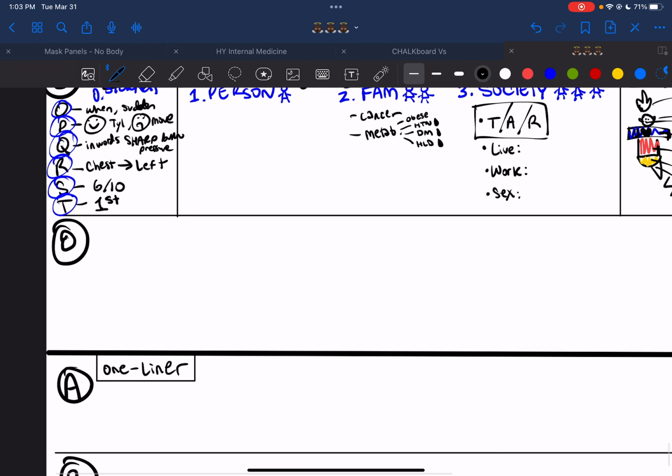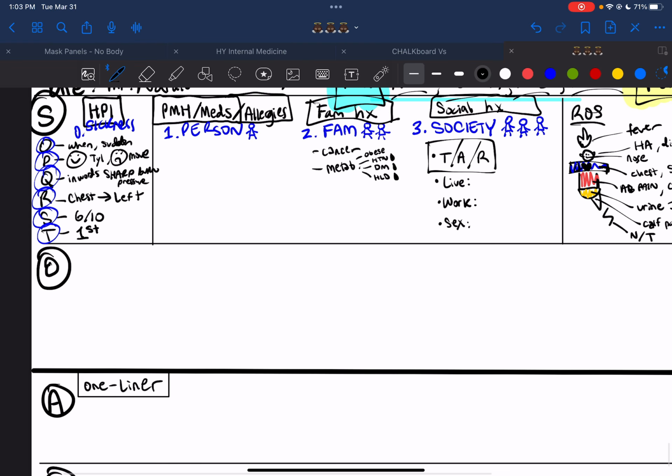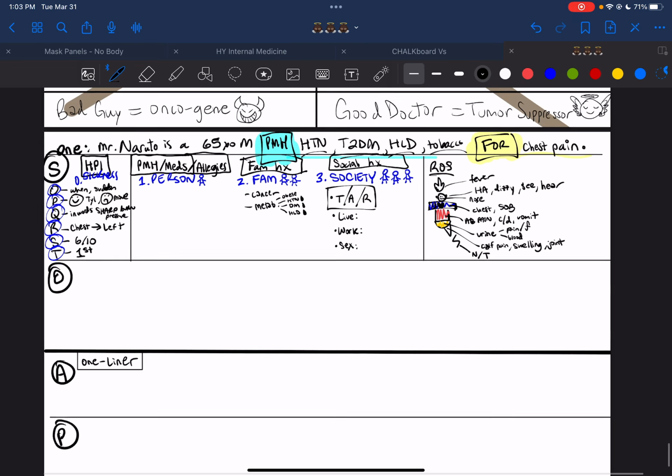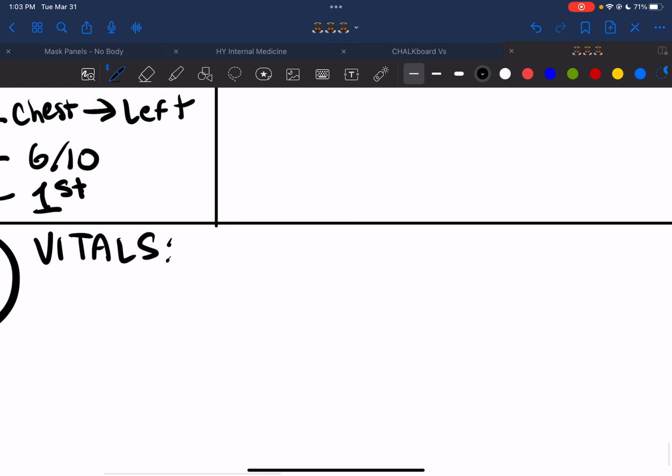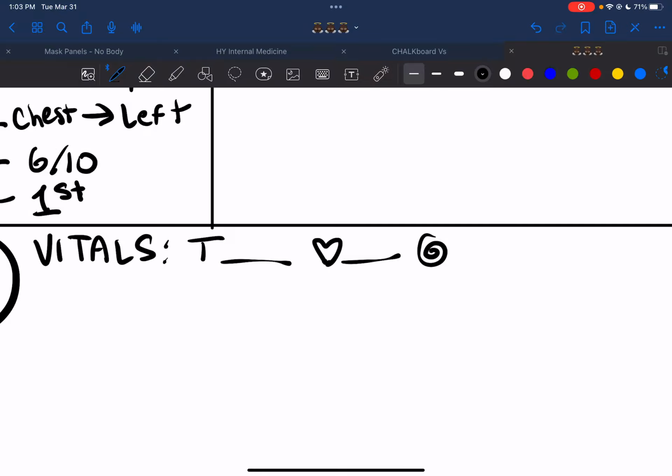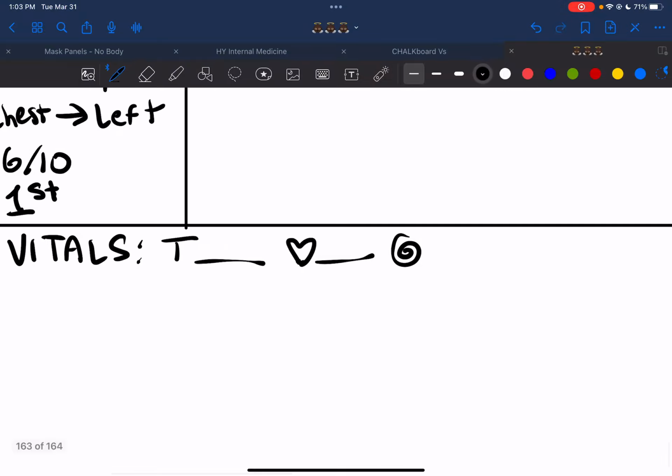Next up is the objective. Now that we're finished talking to the patient in words, now we're going to get objective. Objective always starts with the vital signs. Why? Because they are vital. That means they're the most important, because they're going to tell you if the person is going to die or not. So you have the temperature, you have the heart and lungs, aka heart rate and respiratory rate, right? HR and RR.